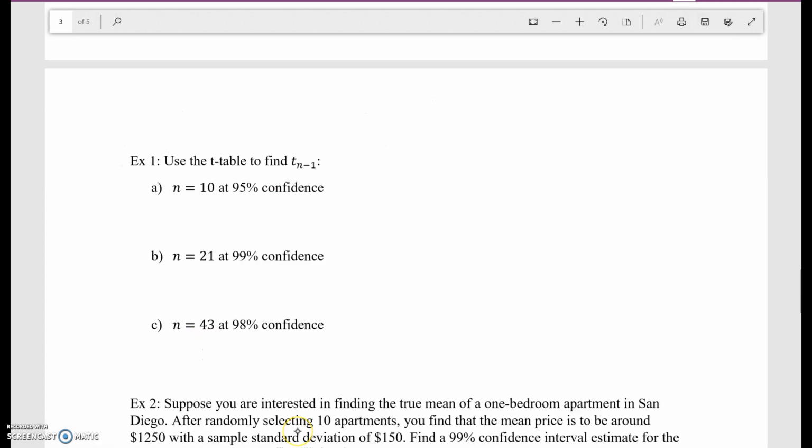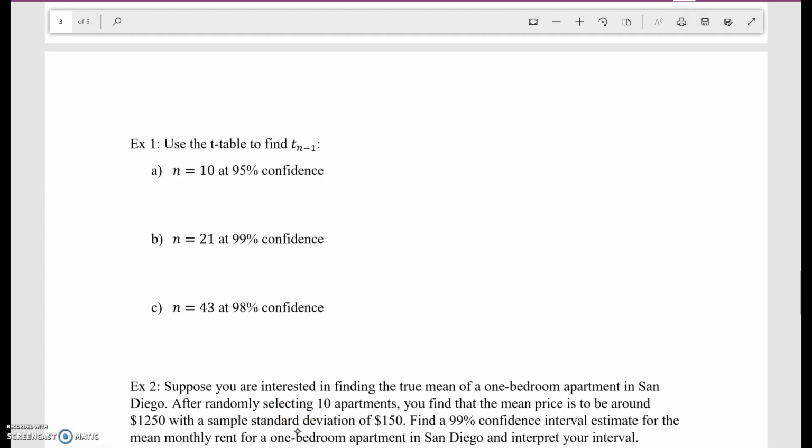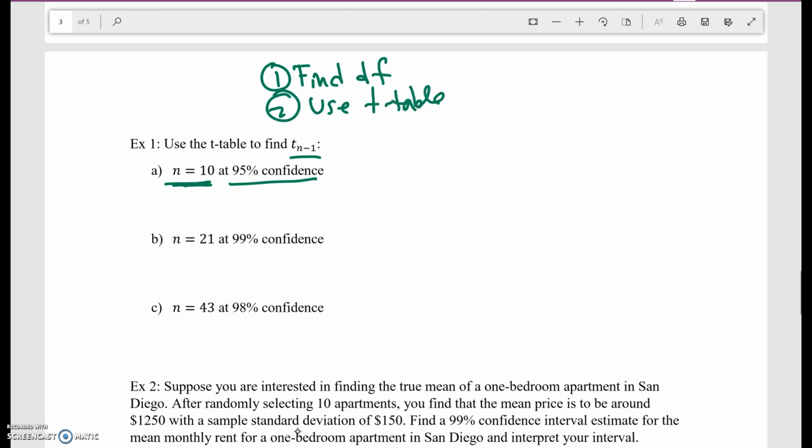What we want to do is find t_{n-1} when n equals 10, and we want a 95% confidence interval. Remember, the first step is to find degrees of freedom, df. Then use the t-table. Those are basically the steps. So first, let's find our df. Degrees of freedom is n minus 1, so 10 minus 1 gives me 9. So df is equal to 9.